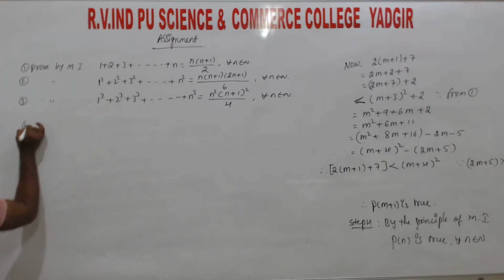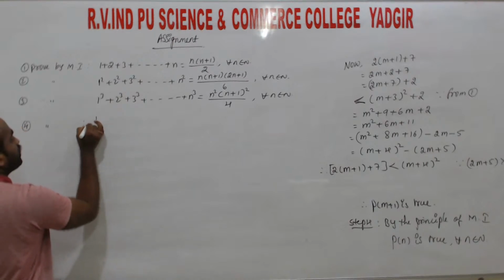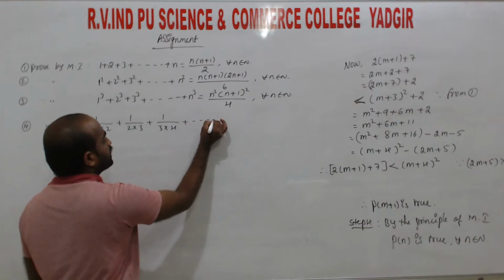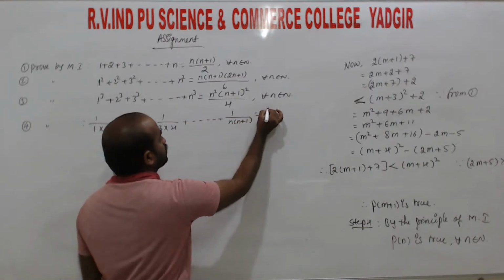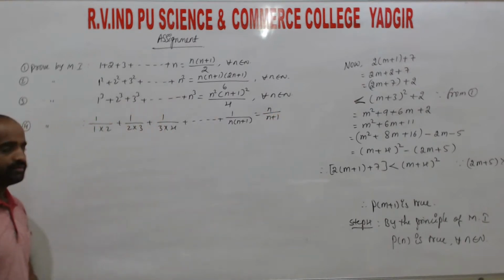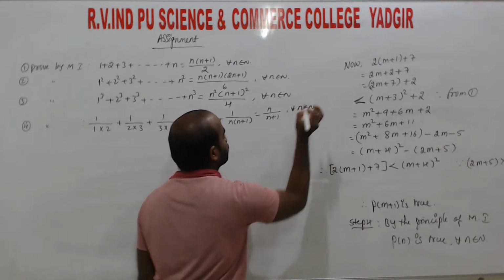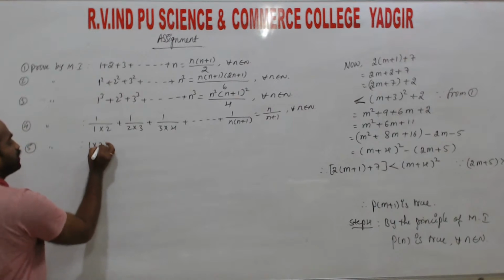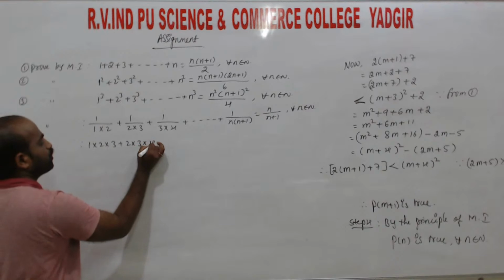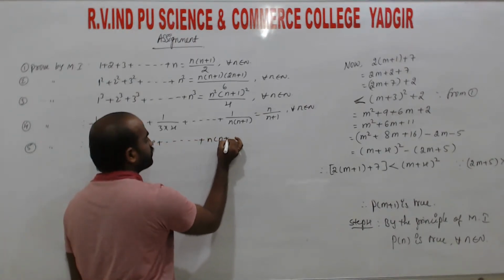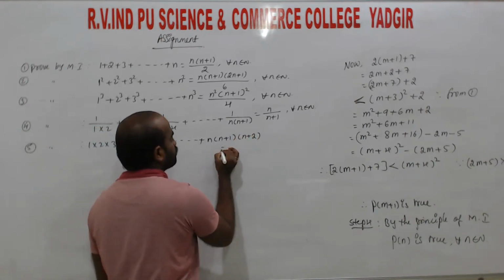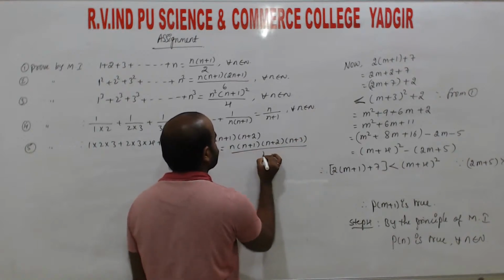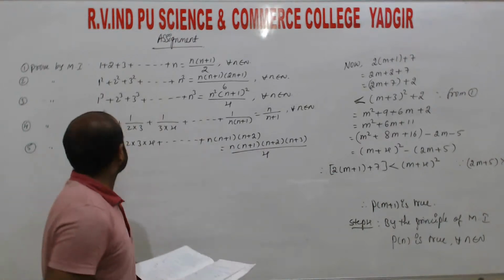Okay, next fourth question, prove by mathematical induction 1 by 1 into 2 plus 1 by 2 into 3 plus 1 by 3 into 4 plus and so on 1 by n into n plus 1 equals n divided by n plus 1, for all n belongs to N. Next question, prove by mathematical induction 1 into 2 into 3 plus 2 into 3 into 4 plus and so on n into n plus 1 into n plus 2 equals n into n plus 1 into n plus 2 into n plus 3 whole divided by 4. Another two questions I am telling.